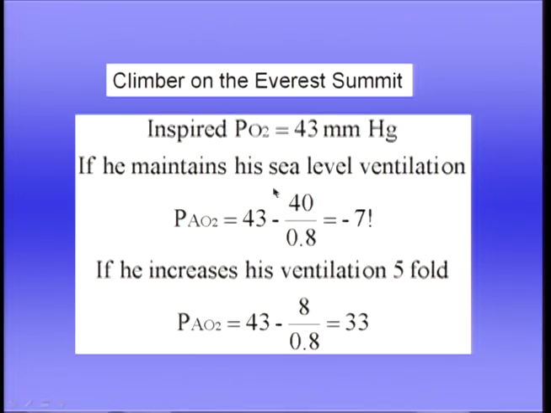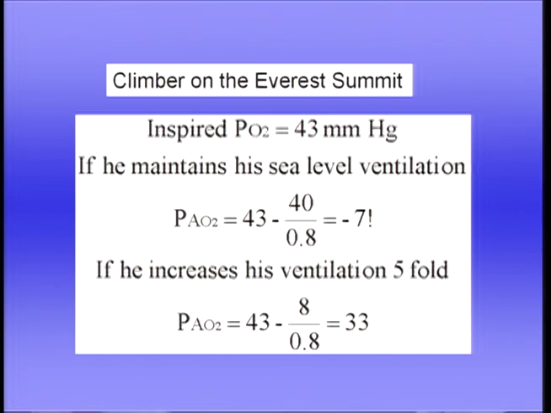So let's look at somebody on the summit. We can calculate the alveolar PO2 from the alveolar gas equation. The inspired PO2 is 43, as we said. Suppose he maintains his normal ventilation, so his PCO2 is 40. The respiratory exchange ratio may be 0.8 at rest. So that is 43 minus 50, which gives us minus 7 millimeters of mercury.